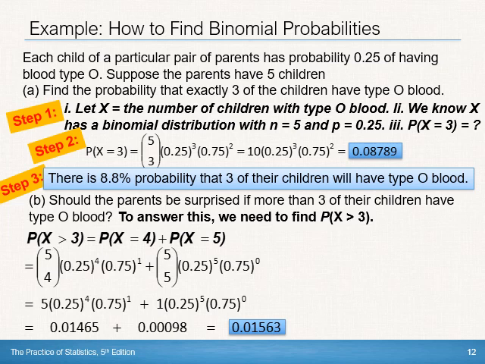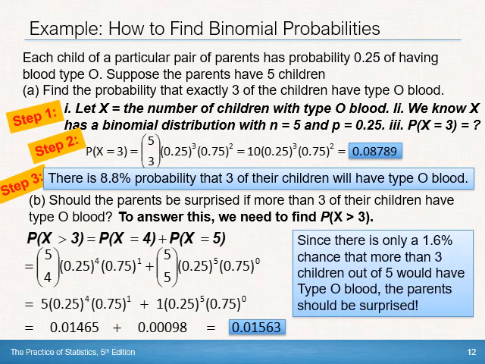Ultimately, I guess I didn't do this one perfectly as a 3-stepper, but let's answer the question as we should, with a sentence. So should they be surprised? Yeah, they should be surprised. The probability that they would have 4 or 5 children is pretty low, less than a 2% chance. So they should be a little bit surprised. Having 4 or 5 children with O blood, given this situation, is pretty rare.